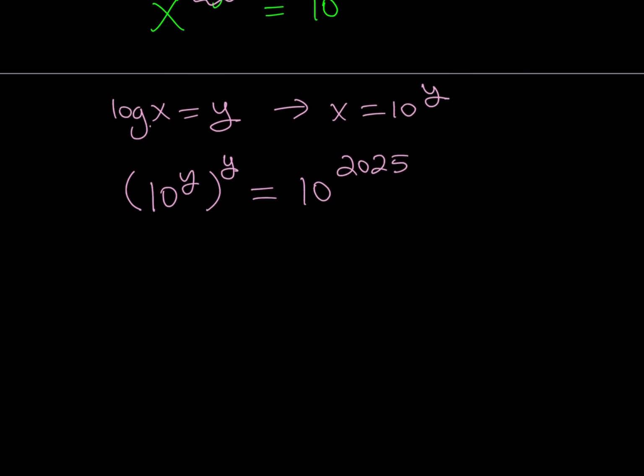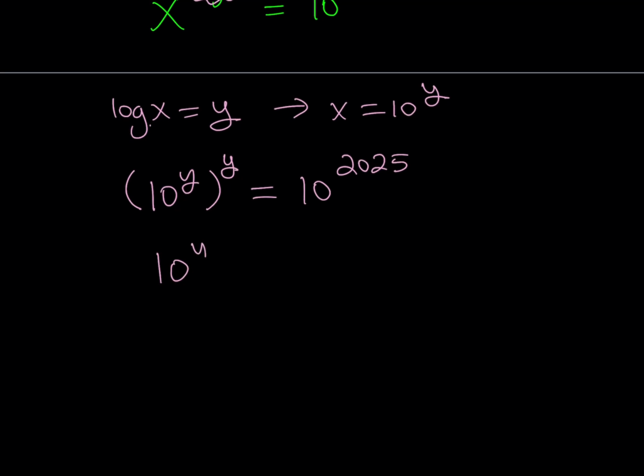Great. Now I got rid of the log. Isn't that beautiful? If you don't like logs, you can get rid of logs by using substitution. But of course, you have to use the definition just once. Now this gives me the power of a power, which makes it even more powerful. I get 10 to the power y squared equals 10 to the power 2025.